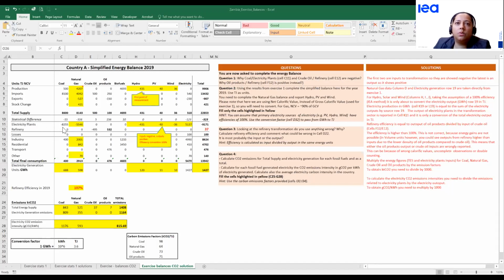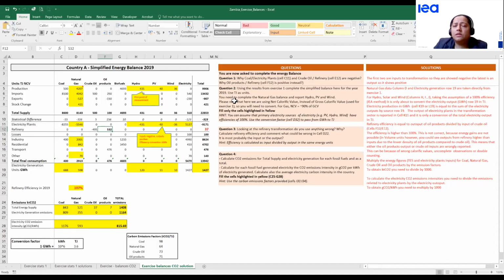So the question is, why is this cell here, C11, which is coal used in electricity plants, negative? The answer is, as you have seen in the presentation, in an energy balance in the transformation sector, there is a sign convention. Inputs are reported as a negative value. And for oil products, which is F12, the oil products that are produced in refineries, this is a positive number because it is an output. So crude oil, which is the input, has a negative sign, and the oil products, the output, have a positive sign.